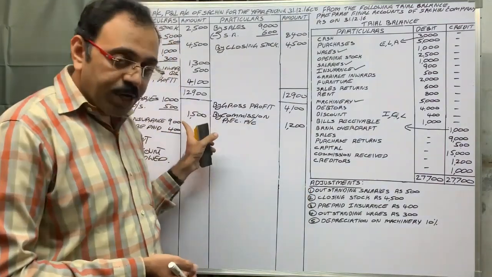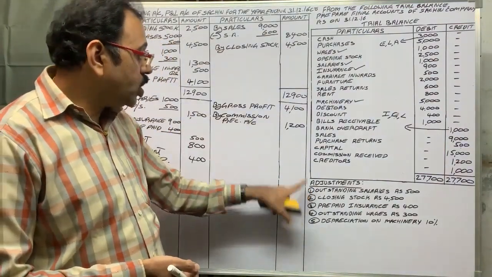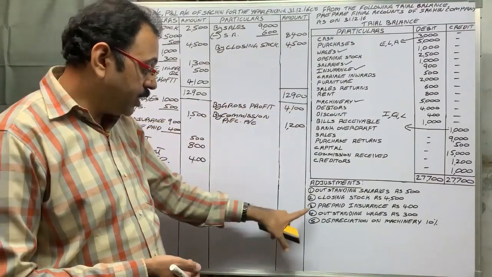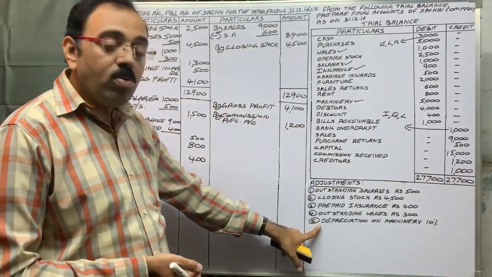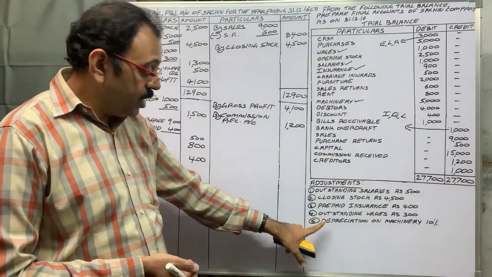Even the adjustments, once you should observe whether we have taken all amounts or not. Outstanding salary is completed. Closing stock in trading credit side. Insurance over. Outstanding wages over. Now this is not yet completed.